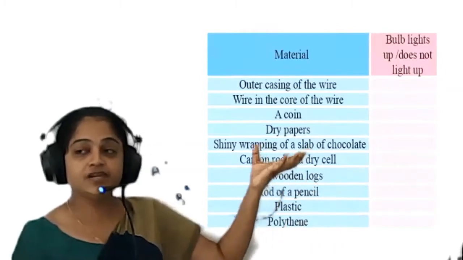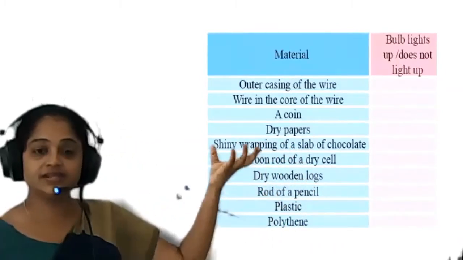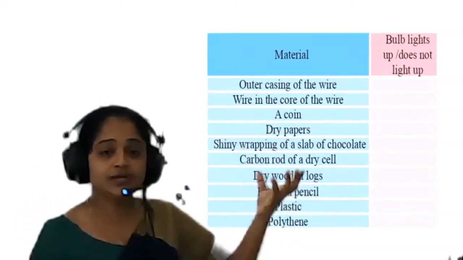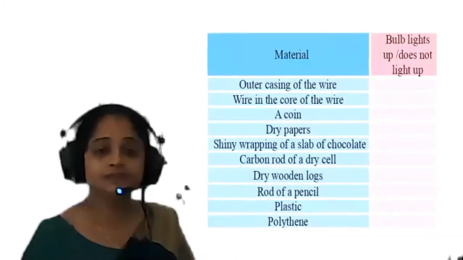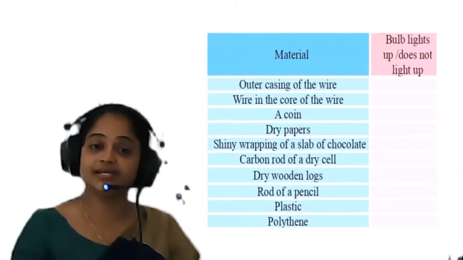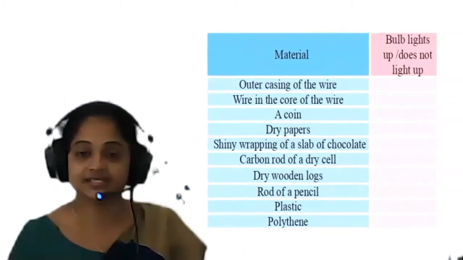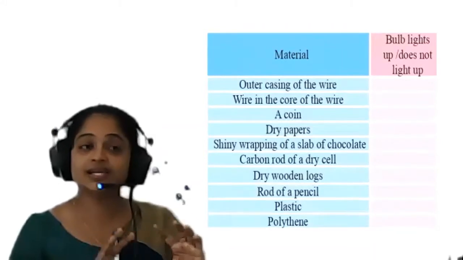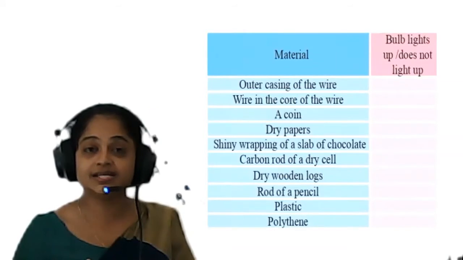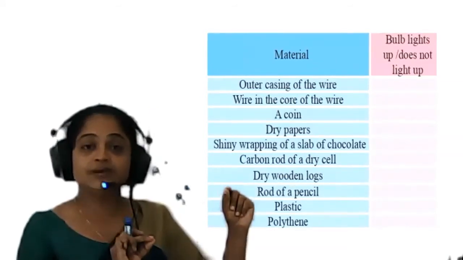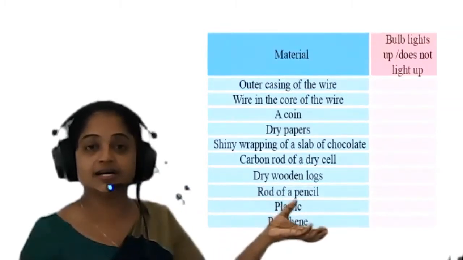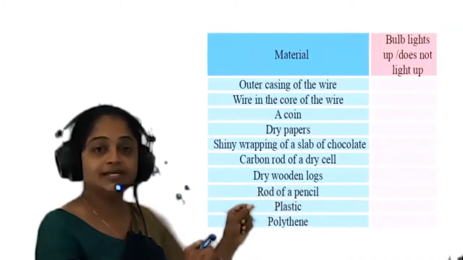Right. When we observe this table, you can think there are some materials which carry electricity and some materials which do not carry electricity. What is the reason for the illumination of the bulb? A and B should be connected to each other by keeping these materials. When we keep some materials, the bulb lights up.